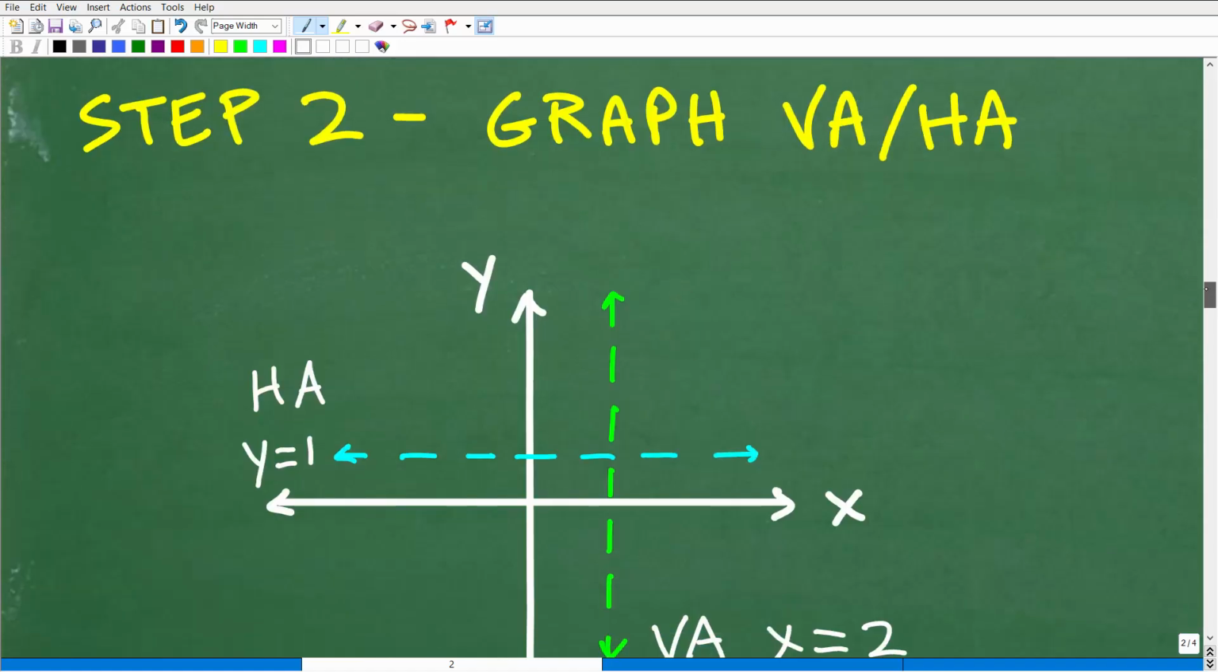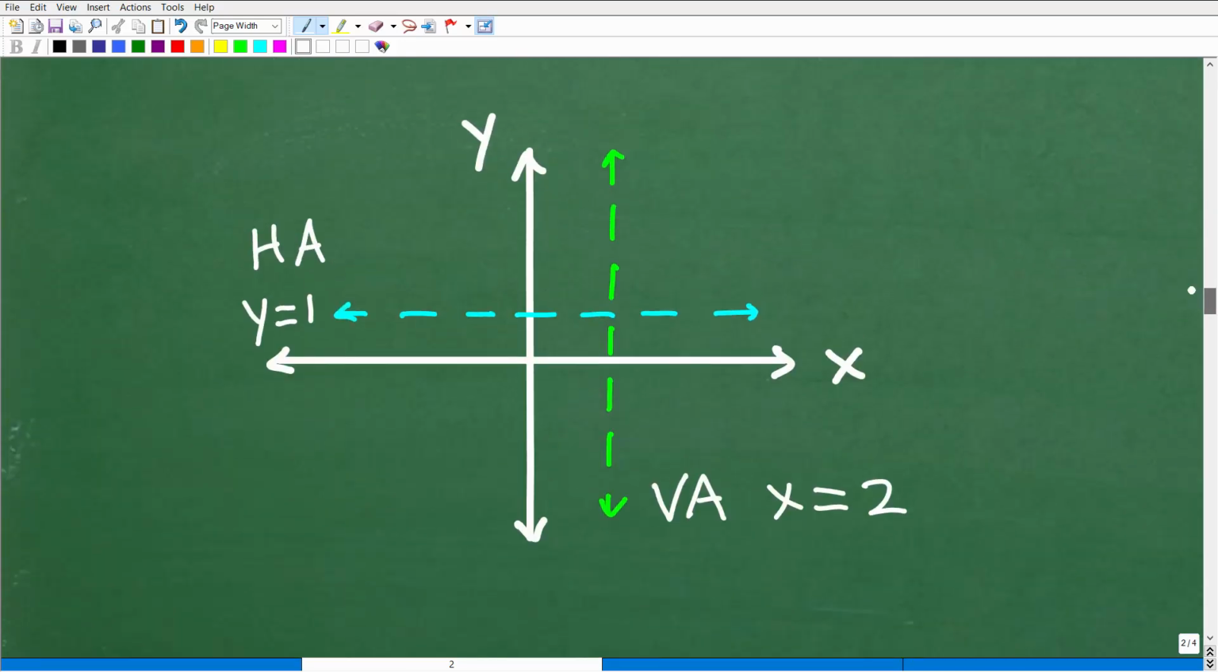So step two is, let's just go ahead and plot those vertical and horizontal asymptotes on our graph. Okay, so here is our lovely XY graph. Here are our horizontal and vertical asymptotes. Now here's the deal. We just don't know the behavior of this graph. We're thinking in branches, right? These are borders that the graph can't cross.